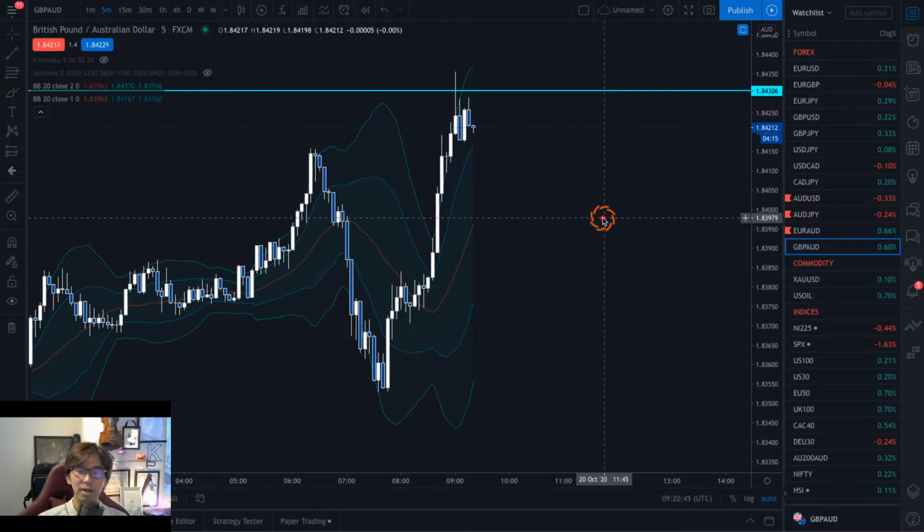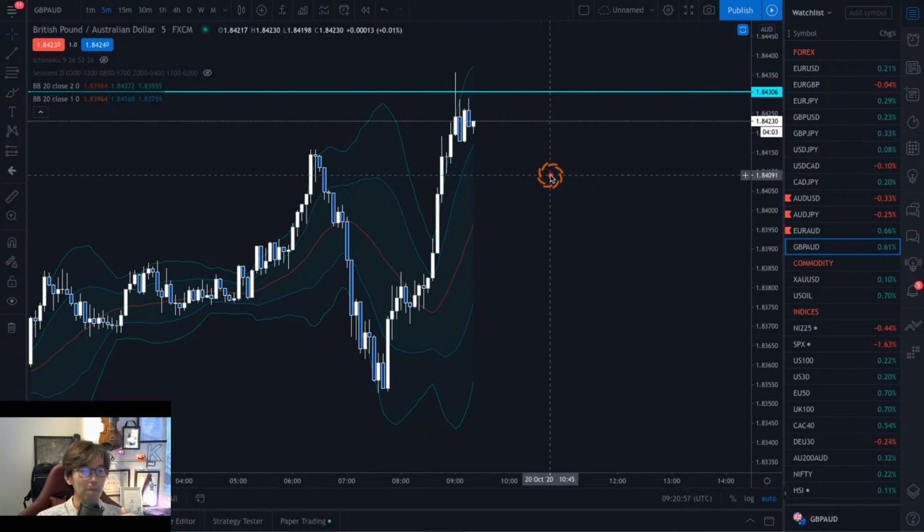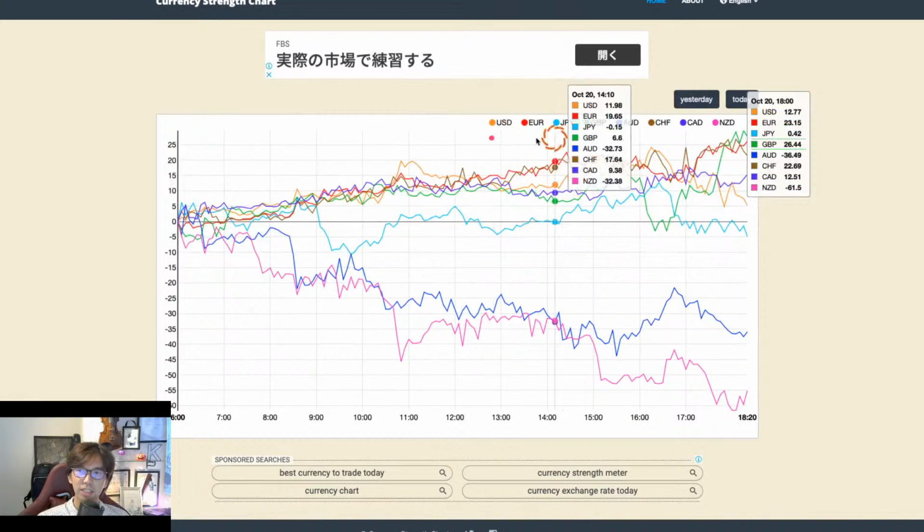But just by looking at this chart, we don't know which pair is making the market move. Maybe strong AUD, maybe weak AUD is moving the market up, or maybe strong GBP by itself is making the market up. We don't know which currency is actually making the move, and to know that, you can refer to this currency strength chart.